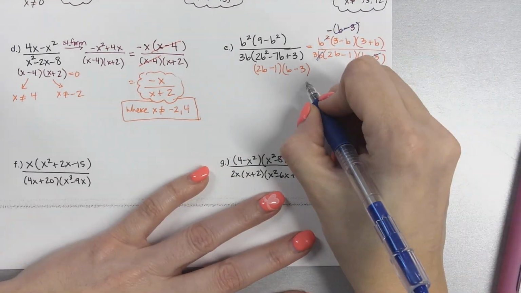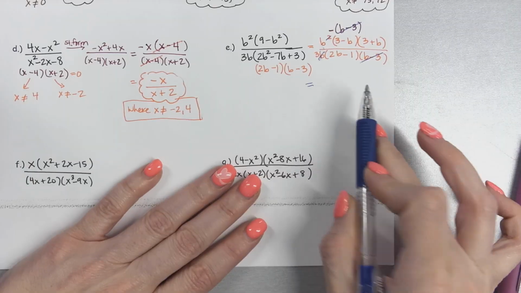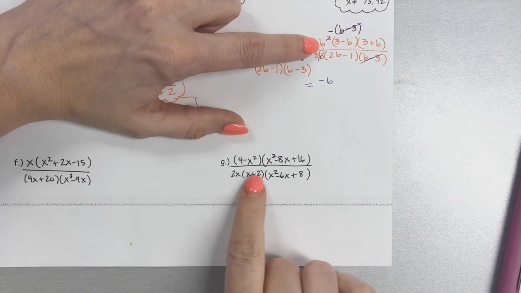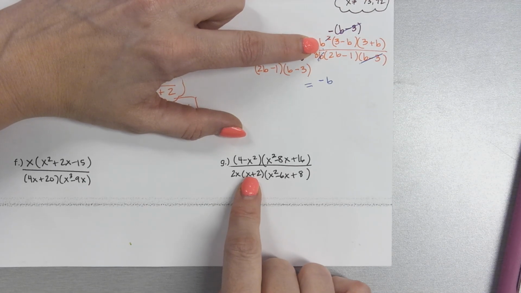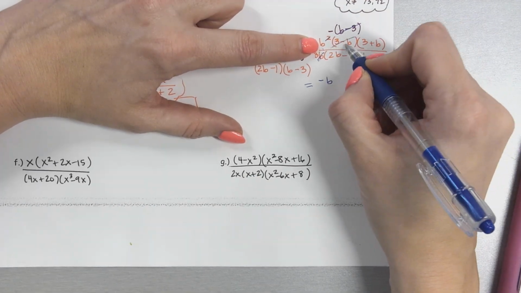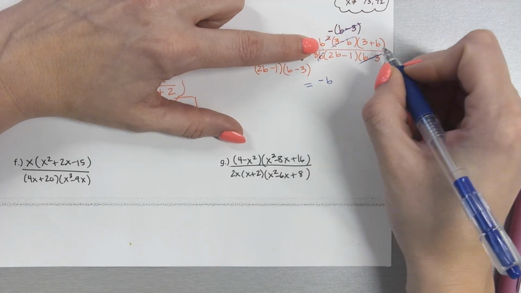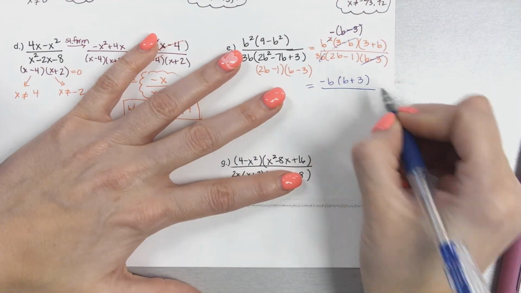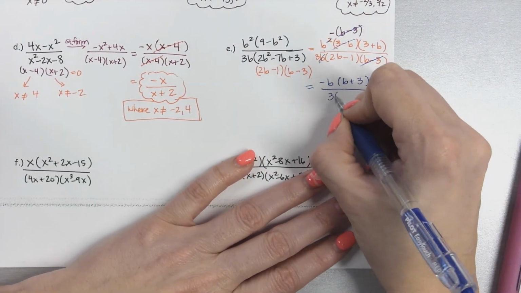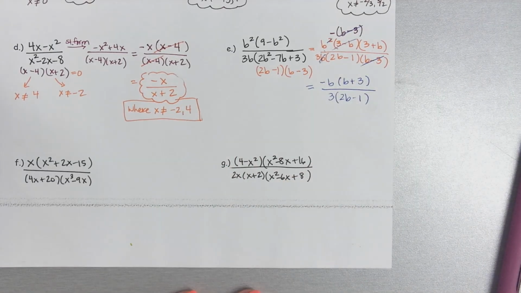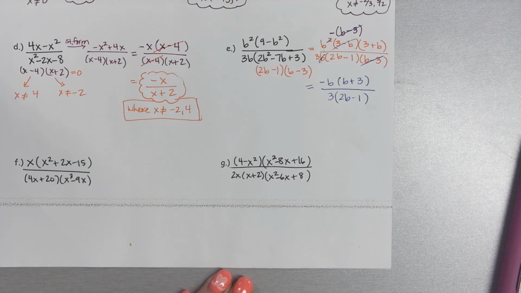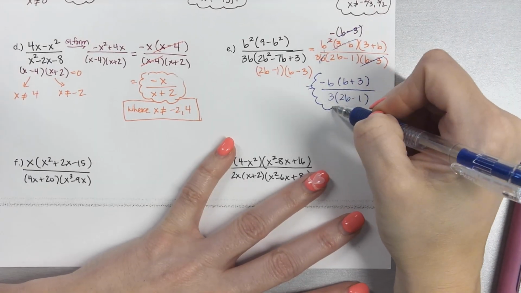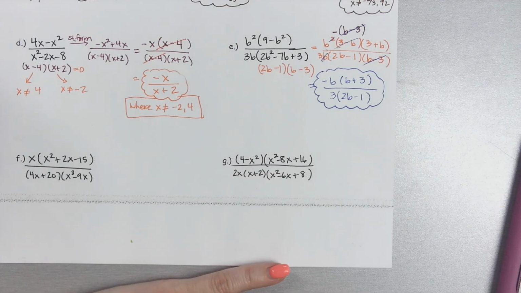All right, so sometimes there's a lot of stuff to keep track of. I could have written out another step here, but this negative has to stay in front. Now I have 1b, and then sometimes I cross that off too. You can keep this as 3 plus b, or if you want to write it as b plus 3, either way is fine. I like writing those in standard form. Okay, so you have negative b times b plus 3 over 3 times 2b minus 1. Okay, and that's going to be your final answer.